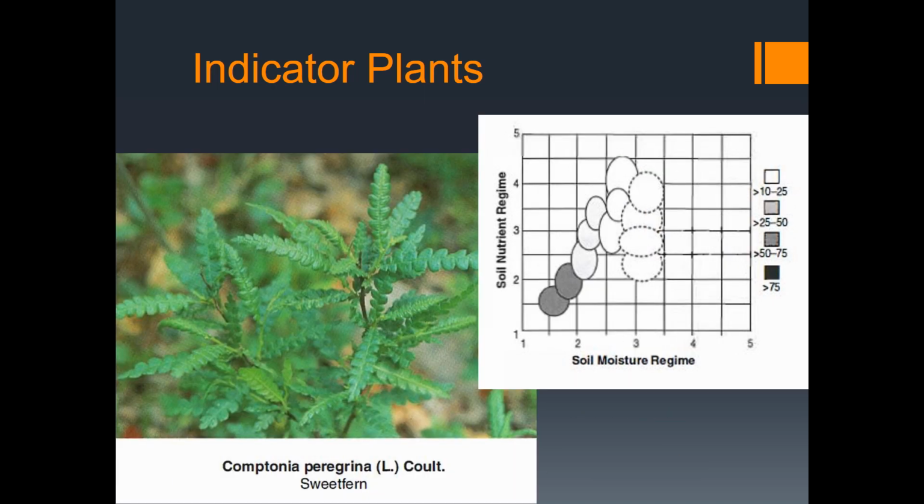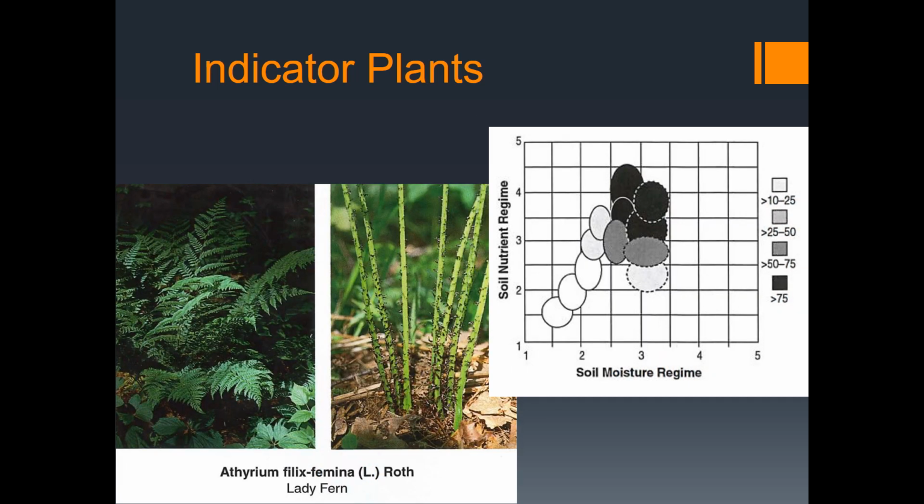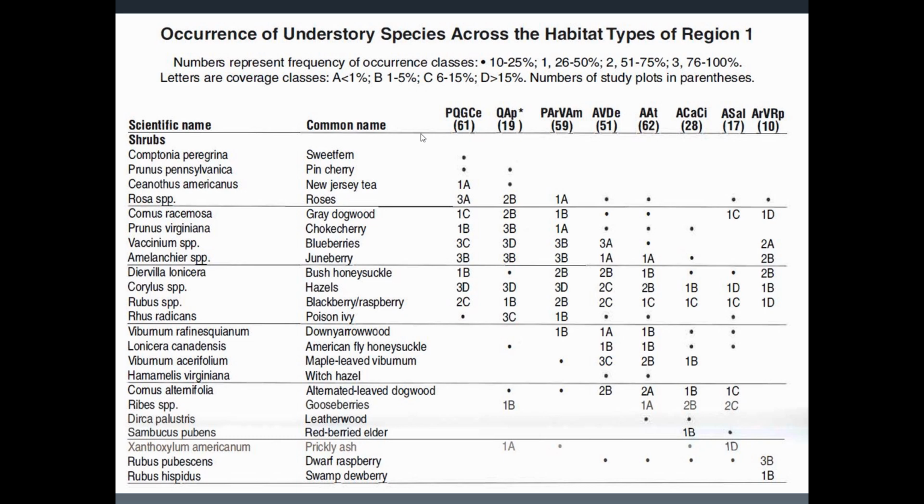Comptonia peregrina, or sweet fern, is a good indicator of poor sites. You see it has relatively high frequency in the very poor, dry sites, so it's a good indicator species. Lady fern, or Athyrium filix-femina, which you should be familiar with, is also a decent indicator in Wisconsin. It grows in the relatively nutrient-rich sites, and it grows there with high frequency, so that also makes it a pretty good indicator.